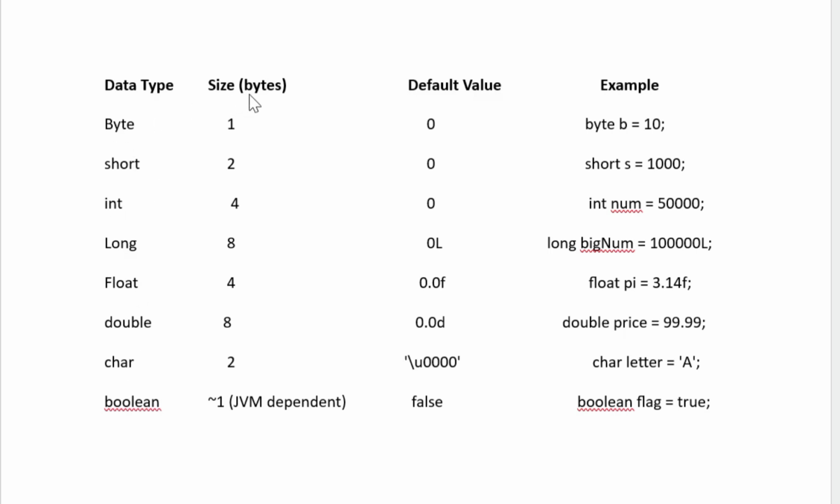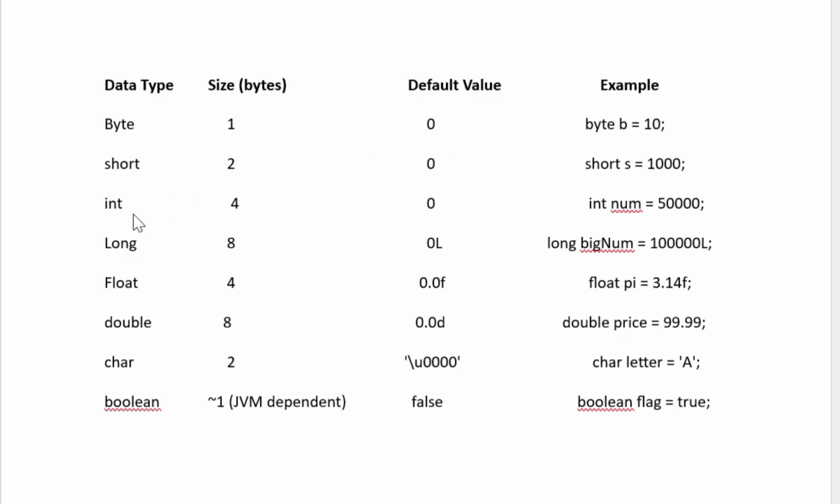Looking at the size in bytes, the data type byte has the size 1 byte, where 1 byte is equal to 8 bits. Talking about the default value, the byte data type default value is 0. Here you can see an example: byte, which is a data type, followed by variable b, equals 10. The next data type is short, which has the size 2 bytes and default value 0. The example is short followed by s, which is a variable, equals 1000.